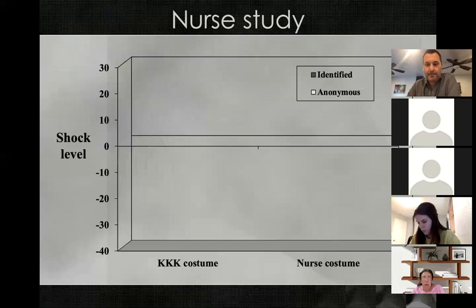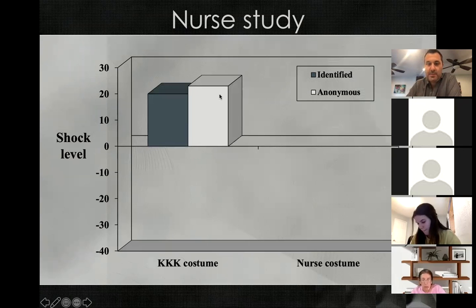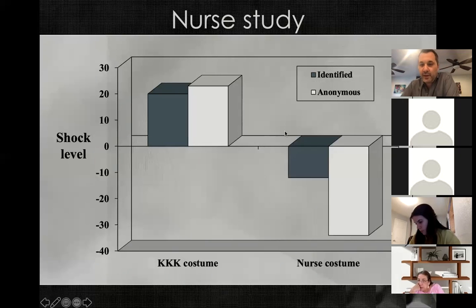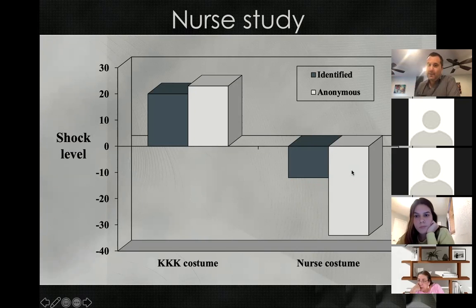And so, now, don't worry too much about the y-axis here. It's a little bit more complex, but basically higher bars mean stronger shocks and low bars mean weaker shocks. So as I mentioned, in the first study, they showed that people who were dressed in anonymous KKK costumes, with this white bar here, delivered stronger shocks than people who were in their regular clothes. Okay, that was the first study. But in the second study, what you find is the exact opposite, that people who were dressed up in identical nurse costumes delivered weaker shocks than people who were dressed up in their regular clothes.